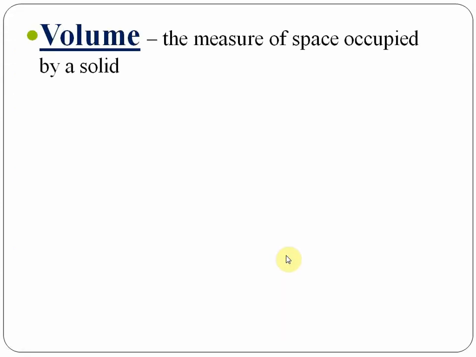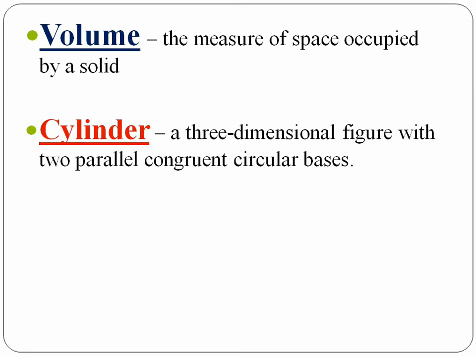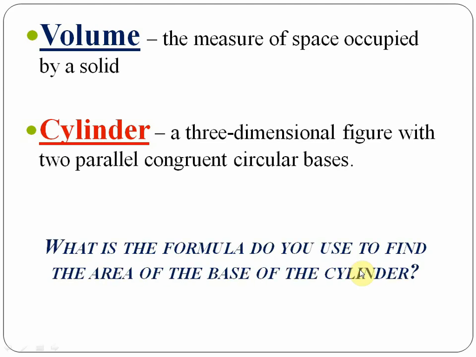Next, moving on, the measure of space occupied by a solid is called the volume, and a cylinder is a three-dimensional shape having a circular base, a circular disc, and we have a closed cylinder when we have two parallel congruent bases, which is called a closed cylinder or solid cylinder. So the main thing is the area of the base, pi r square. The area of the base is the main thing to calculate the volume of a cylinder.